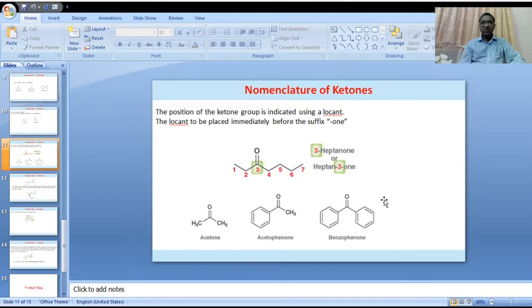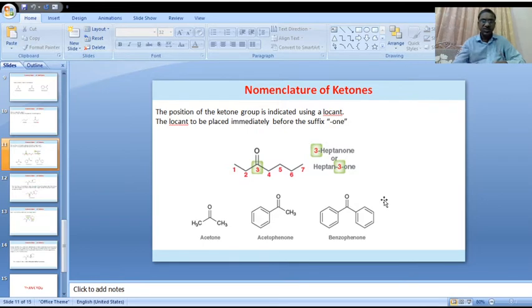In the last class, we discussed the introduction of carbonyl compounds, and in that introduction part, we also covered nomenclature of aldehydes. Today we are going to learn about nomenclature of ketones, and we will also discuss some of the preparations of these carbonyl compounds.